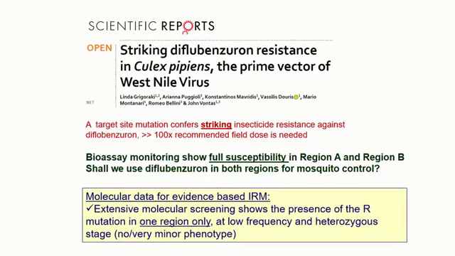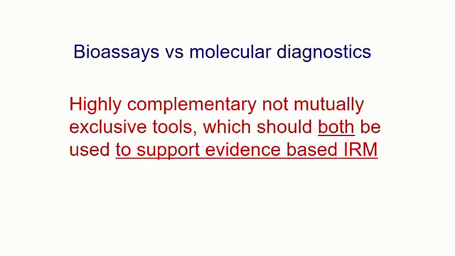Data from molecular diagnostics show that after screening these two populations for the presence of the resistant allele, this resistant allele was found only in one region, and of course at a lower frequency and at a heterozygous stage, which gave a very minor phenotype which could not be detected in any case via the bioassays. So my point is that bioassays and molecular diagnostics can be highly complementary and not necessarily mutually exclusive tools, which should both be used in order to support evidence-based IRM.